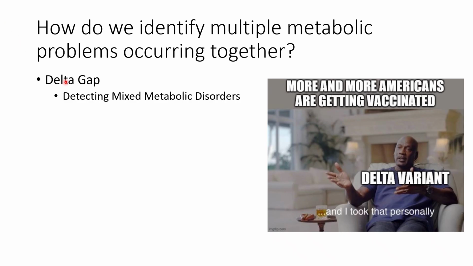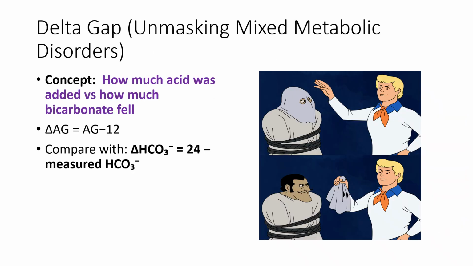Now, in case of a high anion gap metabolic acidosis, how do we identify if multiple metabolic problems are occurring together? You check the delta gap to detect mixed metabolic disorders. So, delta gap is used to unmask mixed metabolic disorders. What is delta gap? Basically you check how much acid was added and how much bicarbonate fell. That is the calculation of delta anion gap. Whatever is the anion gap, you subtract 12 from it, and whatever is the bicarb, you subtract that from 24, and then you check.